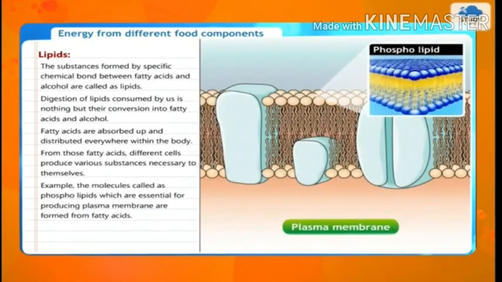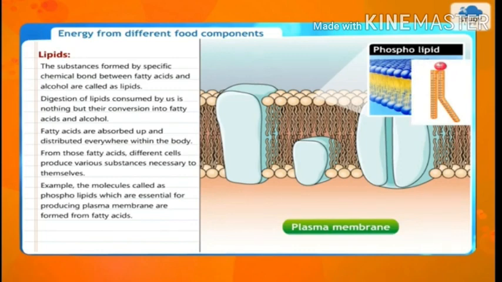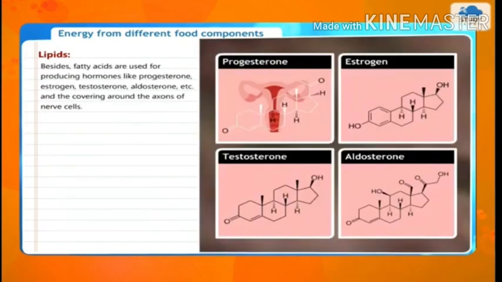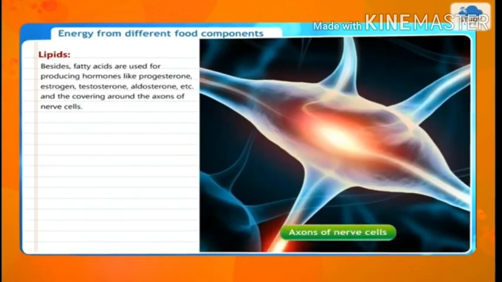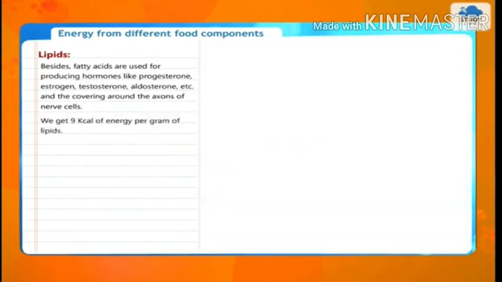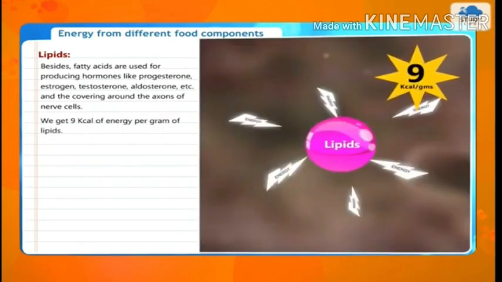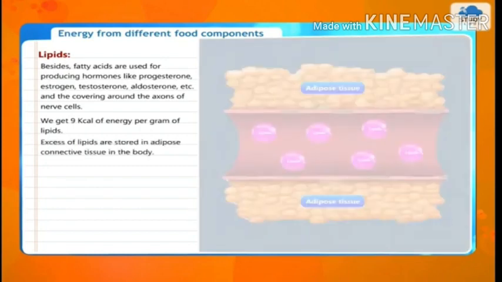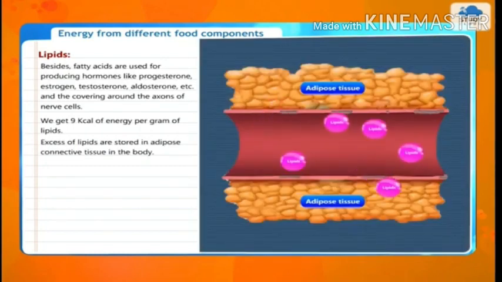For example, molecules called phospholipids, which are essential for producing the plasma membrane, are formed from fatty acids. Besides, fatty acids are used for producing hormones like progesterone, estrogen, testosterone, aldosterone, etc., and the covering around the axons of nerve cells. We get 9 kilocalories of energy per gram of lipids. Excess lipids are stored in the adipose connective tissue in the body.